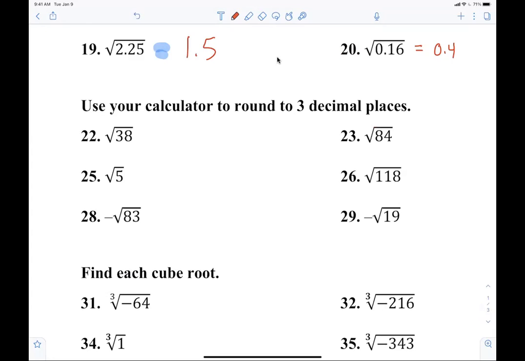Come on. Square root is with the square button, correct? But if you hit the button first, it's just going to be a square, right? So what button do you think you have to hit? The second button first. All right. So everybody hit the second, and then square root should come up. And then you type in 38.